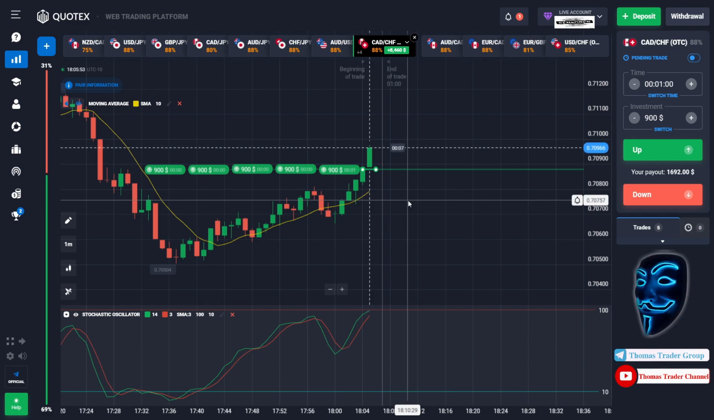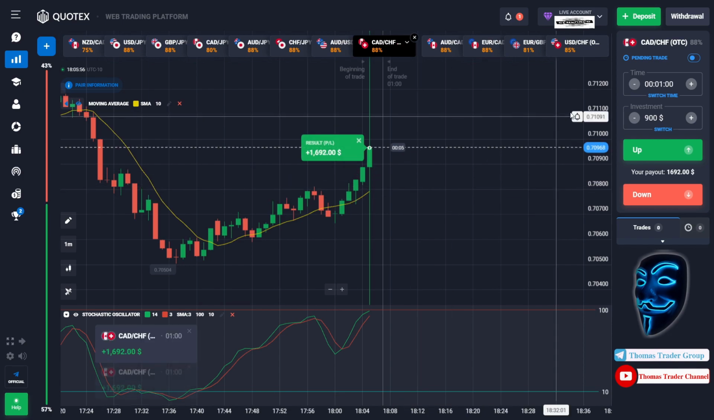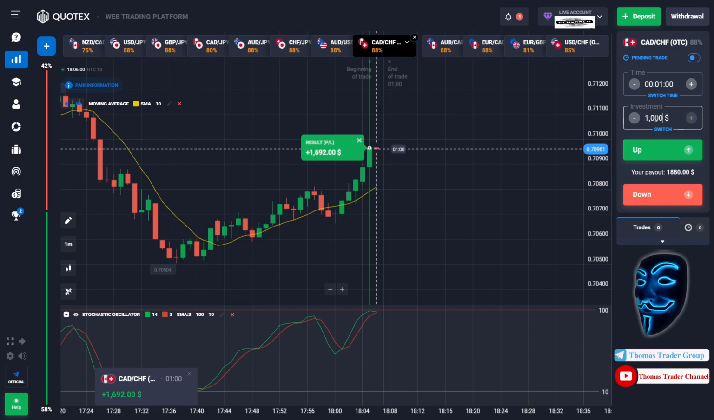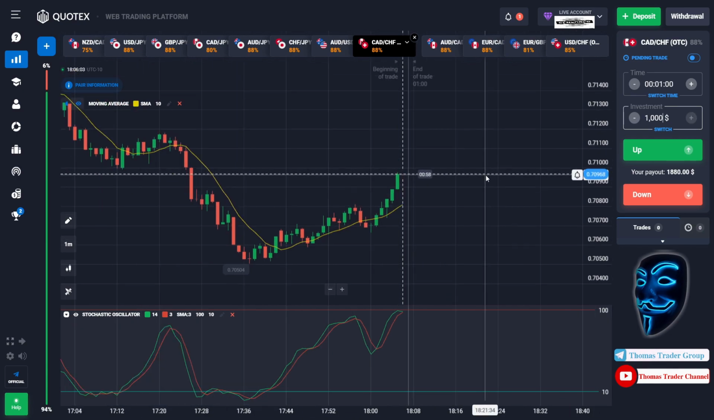We made a right prediction over here. We made a profit of $8,400. Let's divide it into 8. We will open 8 positions of $1,000 in the next open position.